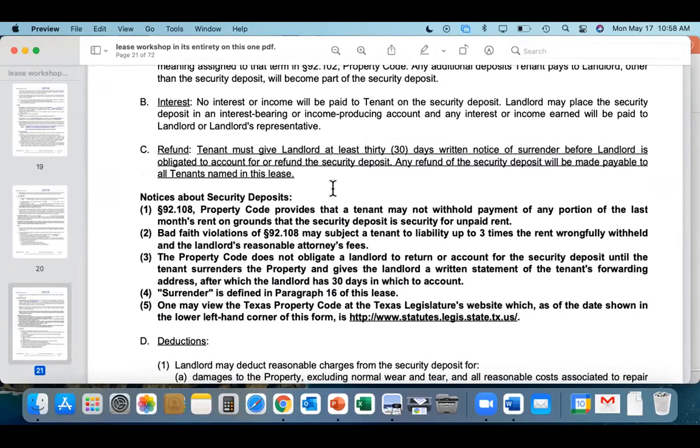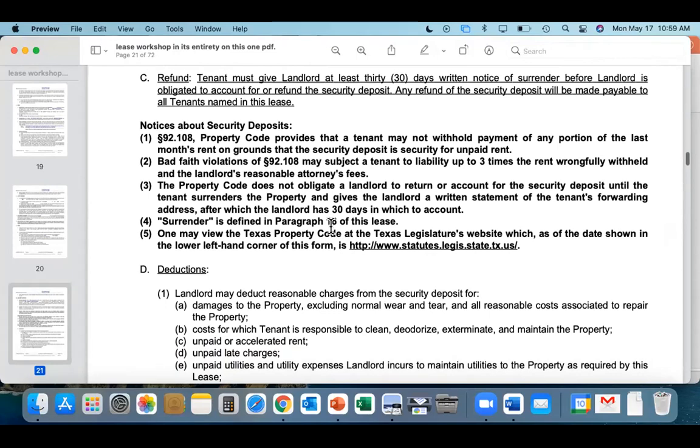This paragraph is important. Refund. Tenant must give landlord at least 30 days written notice of surrender before landlord is obligated to account for or refund the security deposit. Any refund of the security deposit will be made payable to all tenants named in the lease. This is helpful to know if you've got a husband and wife that have an argument, they both want to abandon the lease. They're not getting along, they want to get a divorce. Well, the landlord's going to pay the check to both of them.